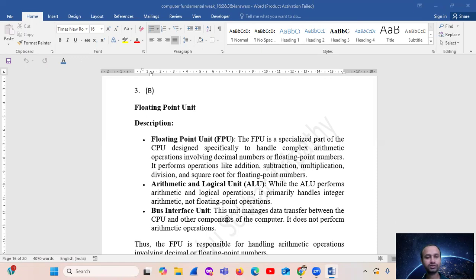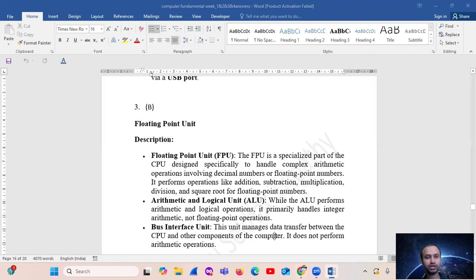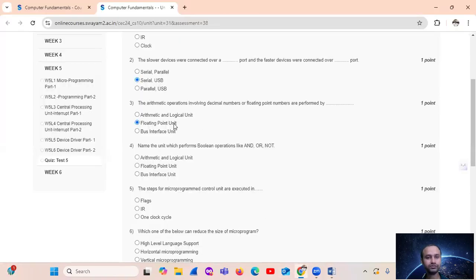So bus interface unit क्या है? The unit manages data transfer between the CPU and other components of the computer. This does not perform the arithmetic operations. So the FPU, that is floating point unit, is responsible for handling arithmetic operations including decimal or floating point numbers. So इसका आंसर हो जाएगा option number B, that is floating point unit.